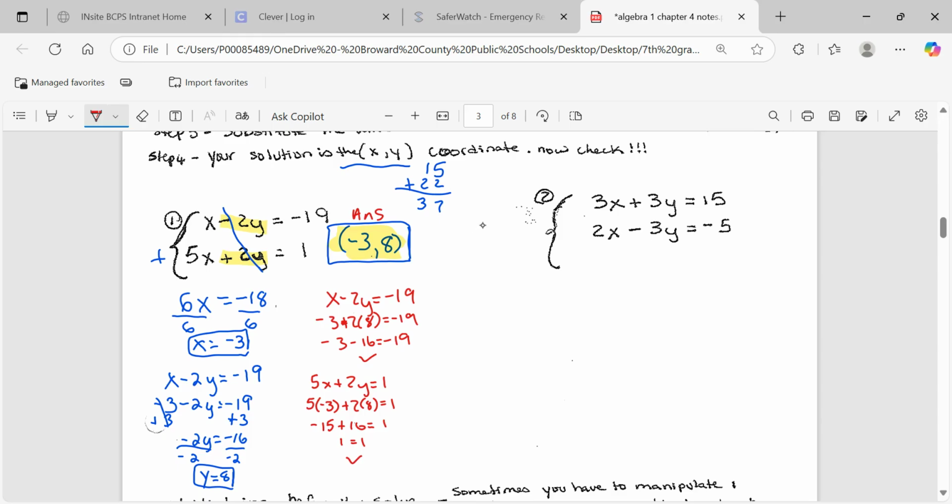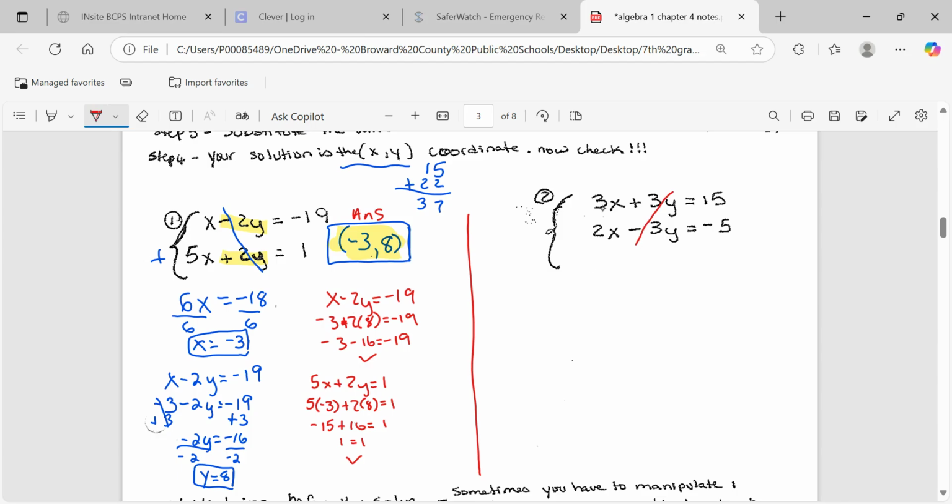All right, now that you are back, you should see 3x plus 3y equals 15 and 2x minus 3y equals negative 5. If I look, my x's won't cancel out. I look at my y's up and down. I see a positive 3y and a negative 3y. That means they will cancel out. So I'm going to eliminate the y's.